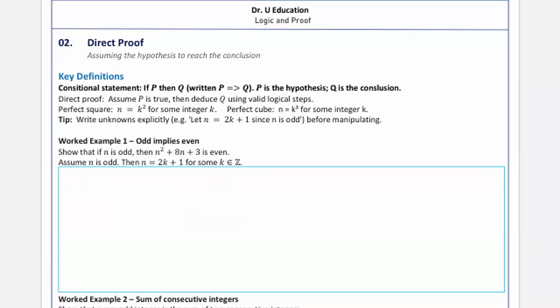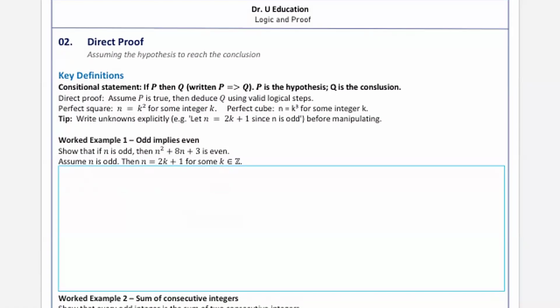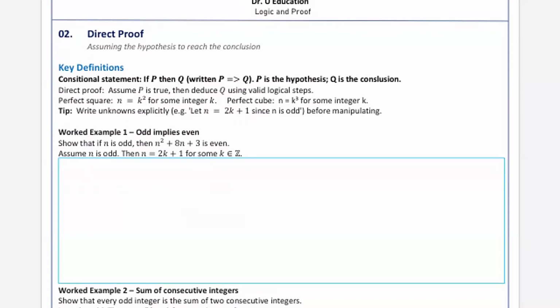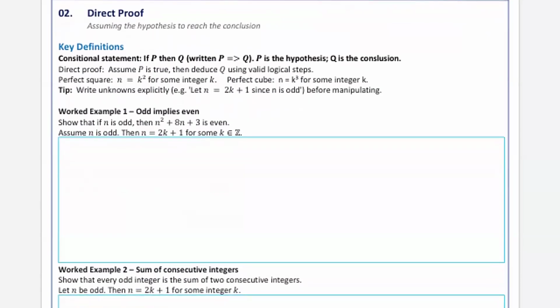So here we assume the hypothesis to reach the conclusion, right? So key definition, if P, then Q. So P implies Q. P is the hypothesis and Q is the conclusion, right? So it's a true or false thing. So direct proof: assume P is true, then deduce Q using valid logical steps. Okay, so there is an example here. Now we will go into another worked example and then see how it works.